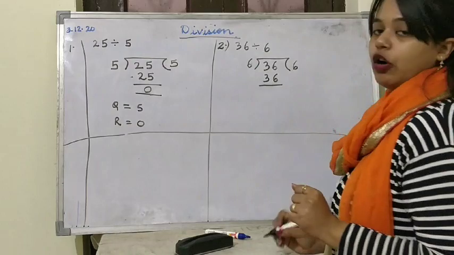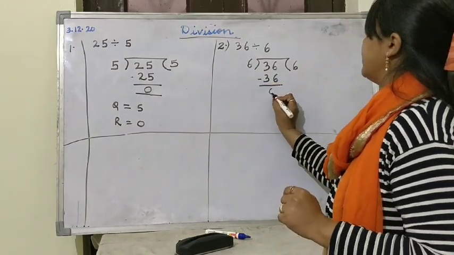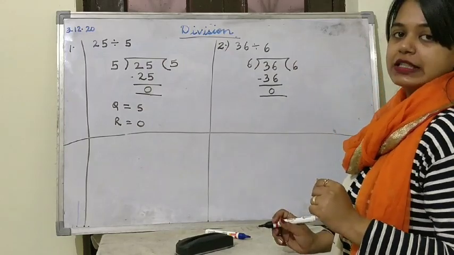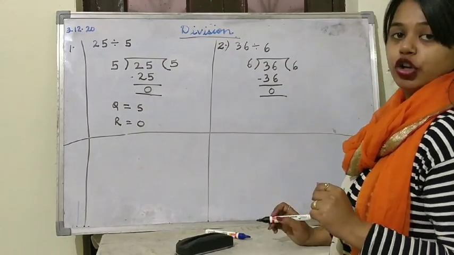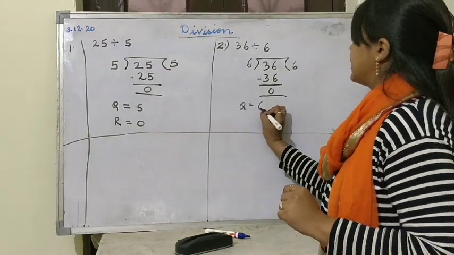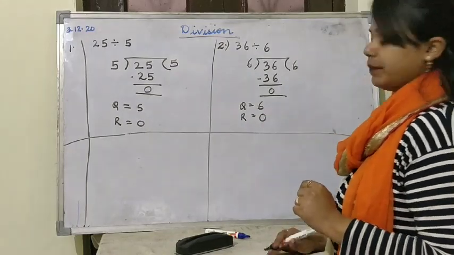Right? And now what we have to do? We have to subtract. 36 minus 36 is equal to 0. So what is your quotient or the answer? 6. And what is your remainder? 0. So Q is equal to 6, R is equal to 0.